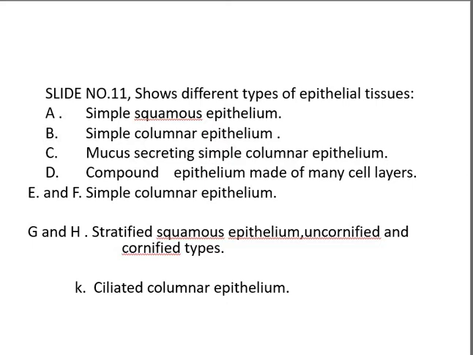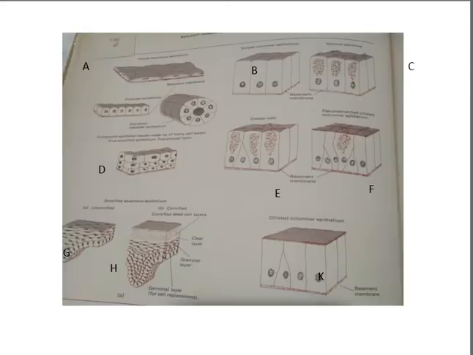E and F, simple columnar epithelium. G and H, stratified squamous epithelium, cornified and non-cornified or uncornified type of stratified squamous epithelium. K shows ciliated columnar epithelium. So this is slide number 11, in which A, B, C, D, E, F, G, H and K are labeled, and I have just described all these different types of epithelial tissue.